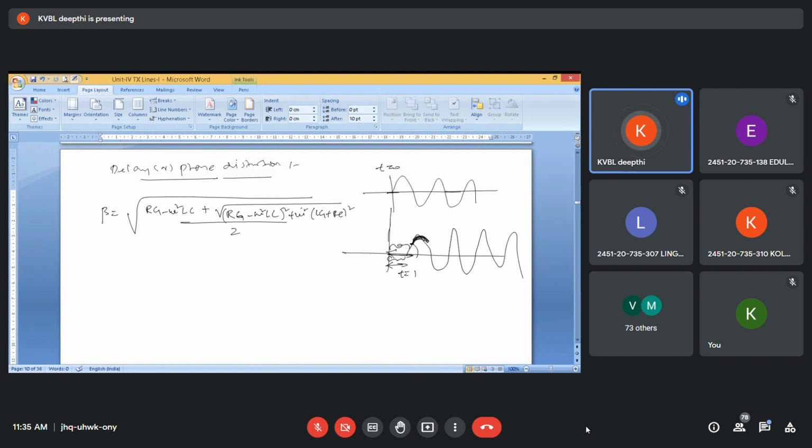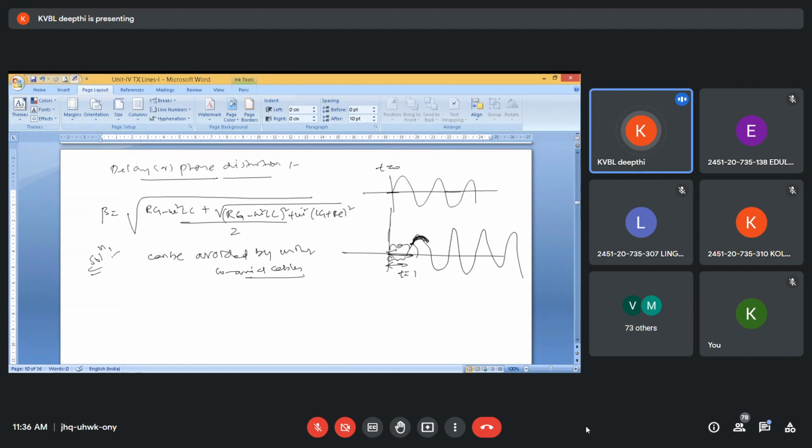Okay, so this phase distortion, we call it distortion, but what is the solution? We cannot completely make delay distortion zero, but it can be avoided. It can be avoided by using coaxial cables. So when we use coaxial cables also, we can reduce this. Okay, so this is all about the types of distortion we have.